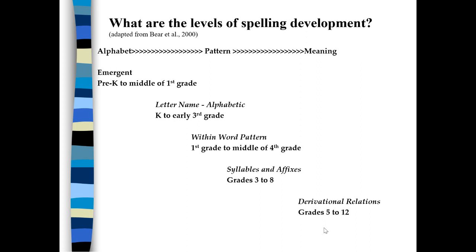Within word pattern, first grade to the middle of fourth grade, is where students are taught and are recognizing those patterns within words that help them spell words. And then the upper grades, fourth and fifth and so on, understand the differences in syllables, being able to manipulate words by adding prefixes and suffixes and so on. And then derivational relations is a deeper understanding of manipulating words and understanding base words, manipulating prefixes, suffixes, and so on.